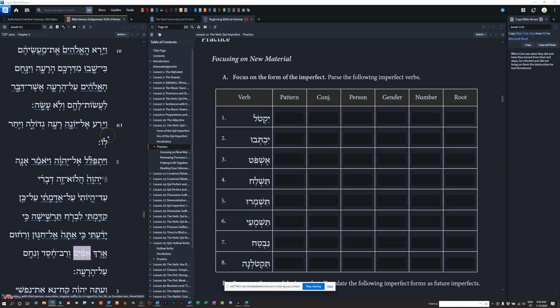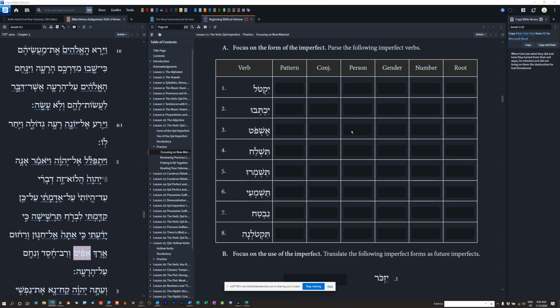Alright everybody, let's take a look here at lesson 10 in Futato. This is going over the Qal imperfect. And so section A here, we're going to focus on parsing. So what I'm going to do, you've got the parsing in the back of your book. I'm just going to point out sort of the diagnostics, the things that I look for to determine the pattern: conjugation, person, gender, number, and group.